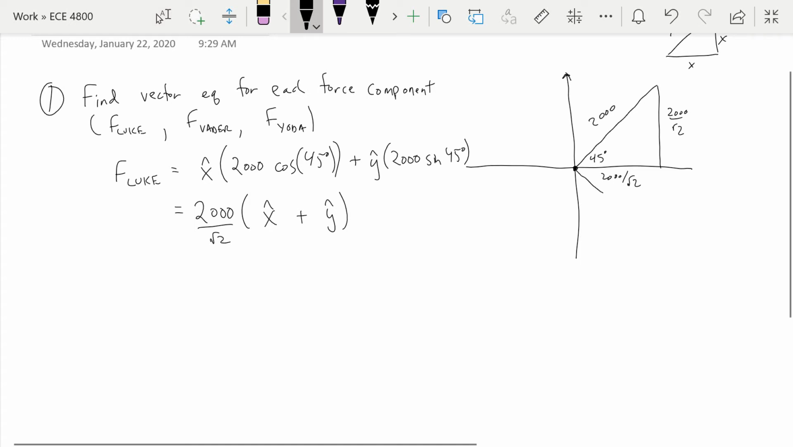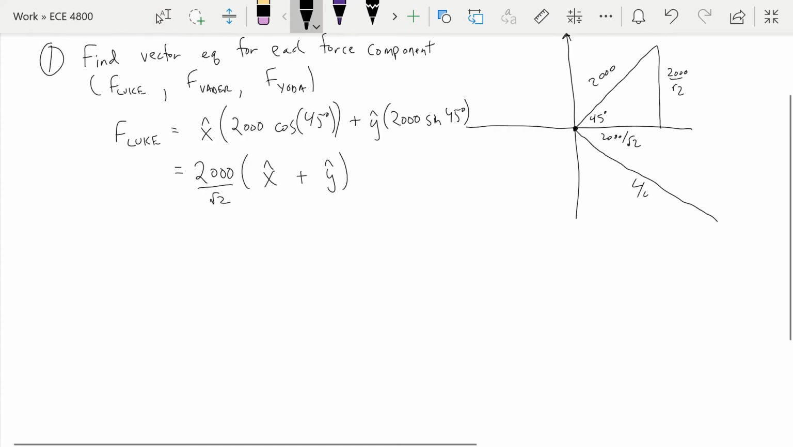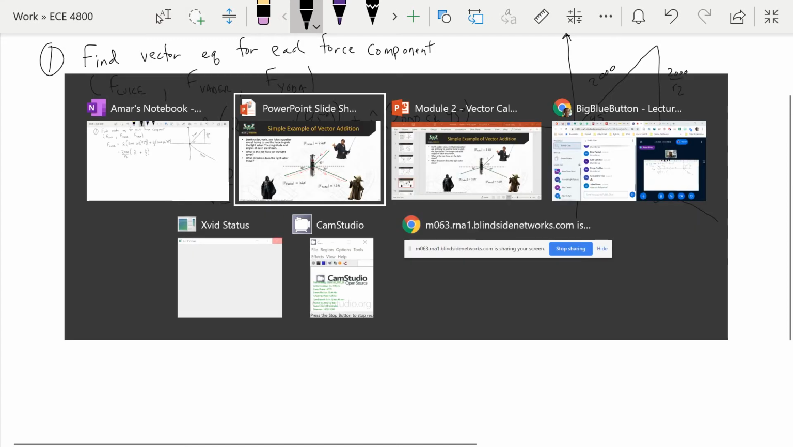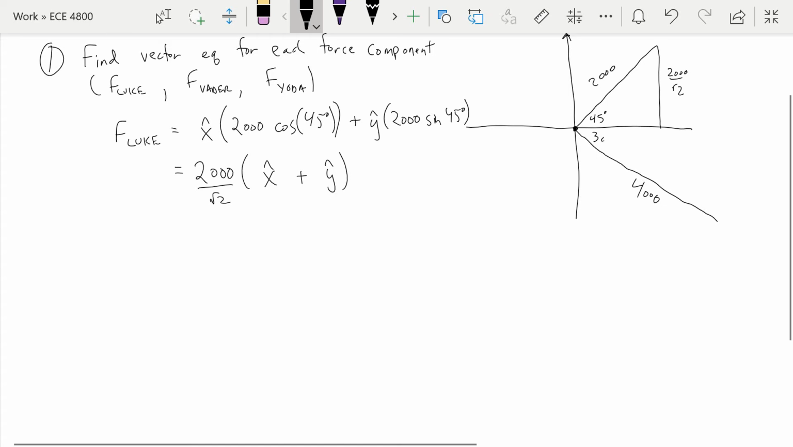So the next component is going to be, let's do Yoda next. This has twice the magnitude, so it's 4,000 here. And this one, I'm just going to delete this here to make room. So this is at, let's remind ourselves, let's look at the diagram again. This is at a 30-degree angle. So 30 degrees here. It's a larger magnitude.